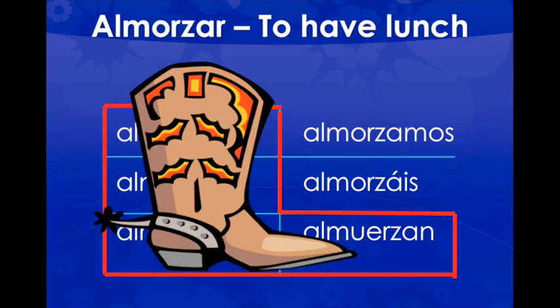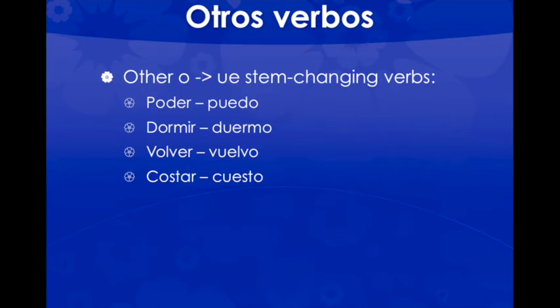Other verbs that work this way, don't forget it's a boot. Poder, puedo, as in puedo ir al baño, means can I, or I can, or I am able to. Dormir, which means to sleep. To say I sleep, you'd say yo duermo. Volver means to return or to come back. Yo vuelvo is I am coming back. And costar, to cost, has that as well. So cuesto means I cost, which you'd never say. But cuesta means it costs, or cuestan means they cost.